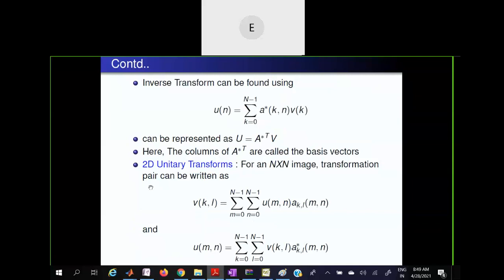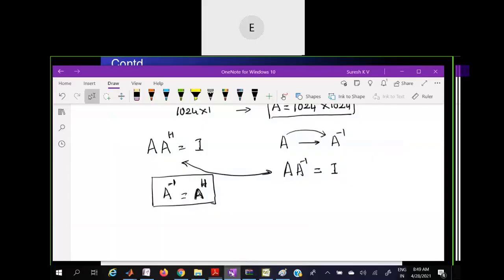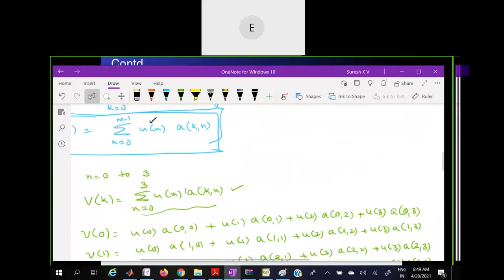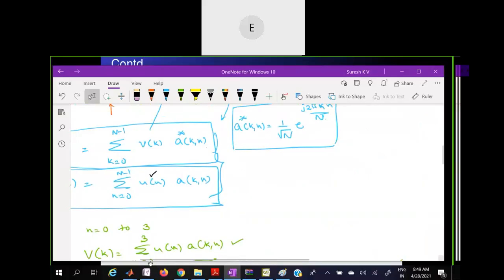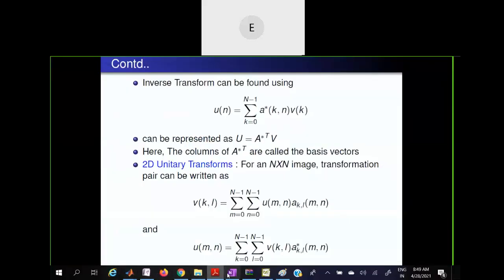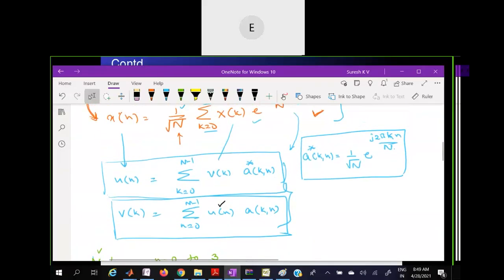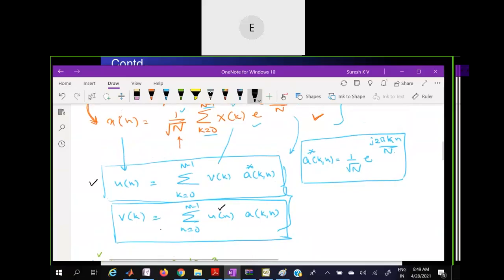Moving on. Now it is the inverse transform. I think I have already explained this, so there is nothing much. So the inverse transform can be written like this. I think we discussed this already. Yeah, it is here. Okay, you can observe this equation.